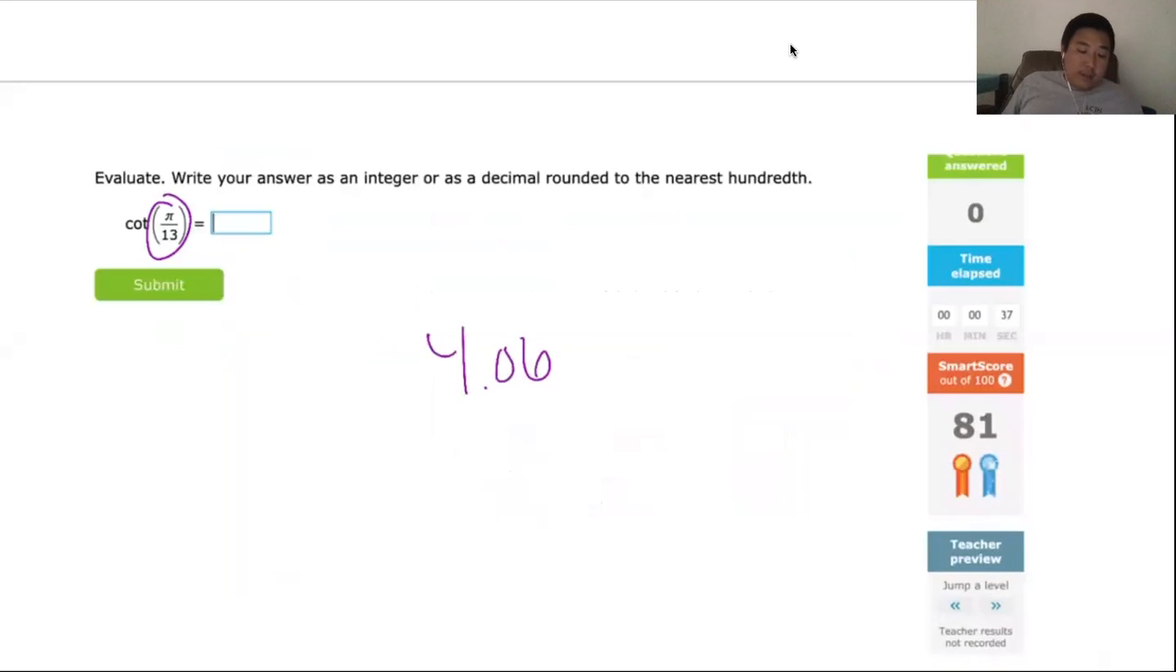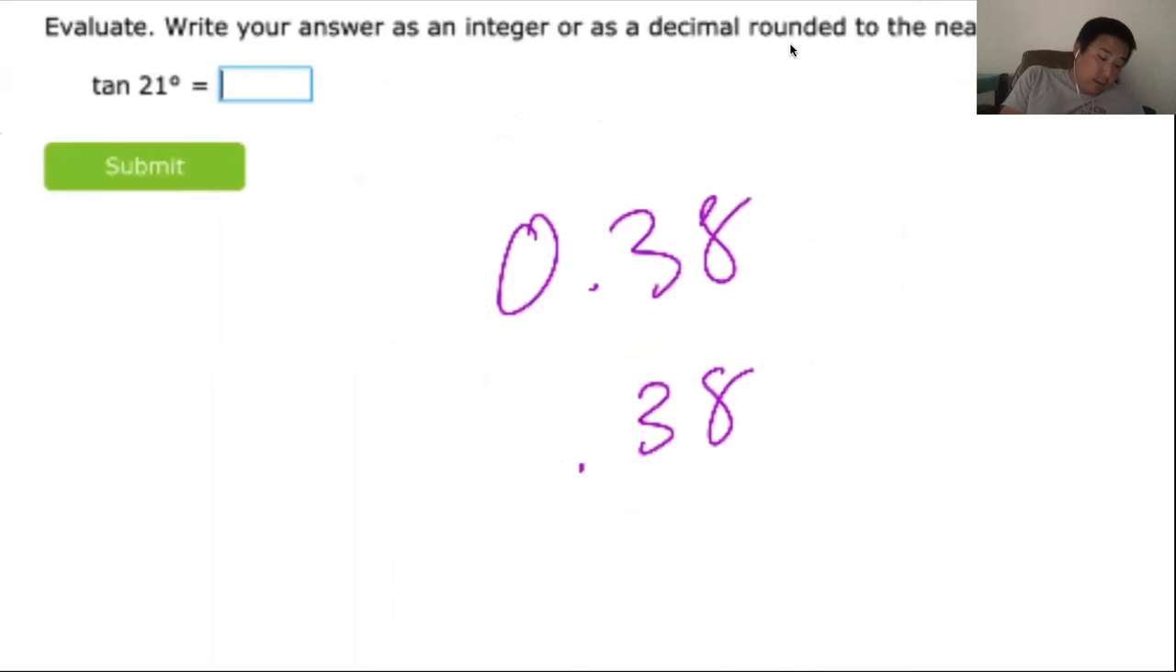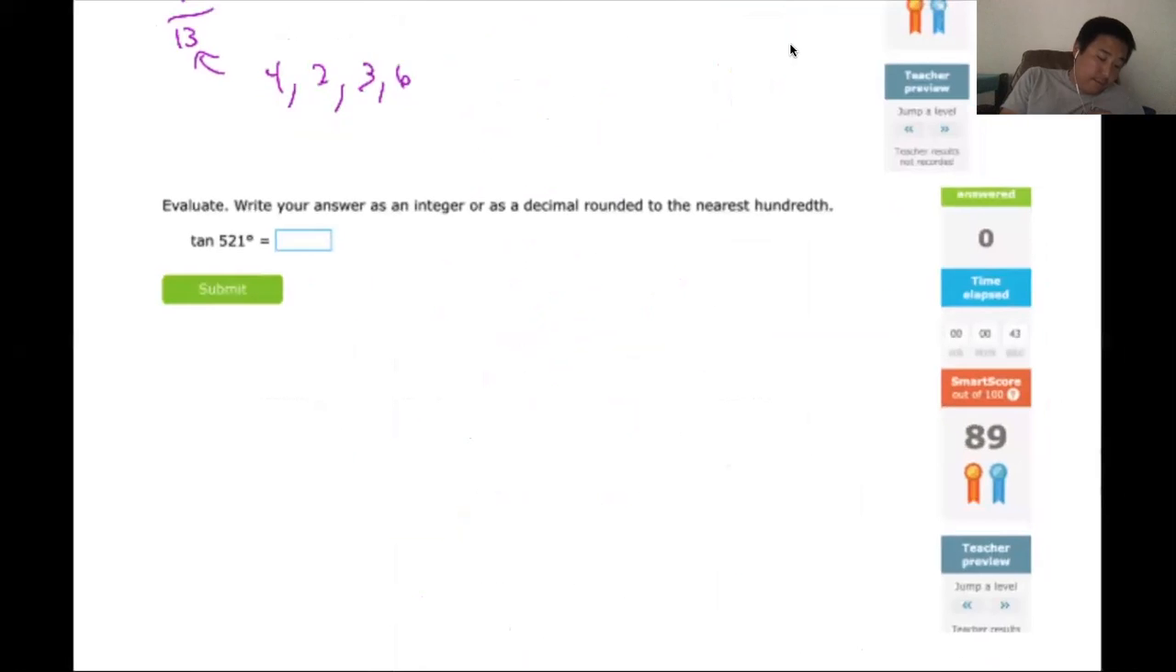How do I know to use a calculator for this? Because this number right here on the bottom, the pi over 13, isn't a 4, a 2, a 3, or a 6. That's how I know. And the degrees aren't multiples of 30 or 45.